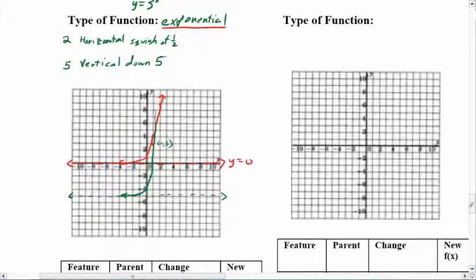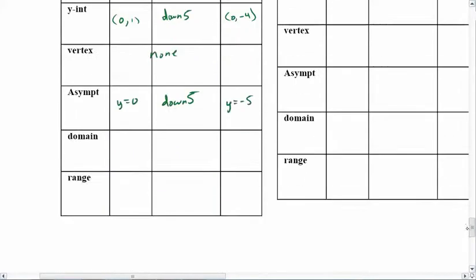Now, domain and range. Domain for the original graph, if I start here in the middle, it does go to the left forever, and it does go to the right forever. Don't worry about the up and down yet. We're just looking at left and right, and that arrow means that it's going to keep on going and going and going to the right. So the domain originally was all real numbers. Now, if it was all real numbers and all you do is move it around and stretch it or squish it, then it will still be all real numbers.